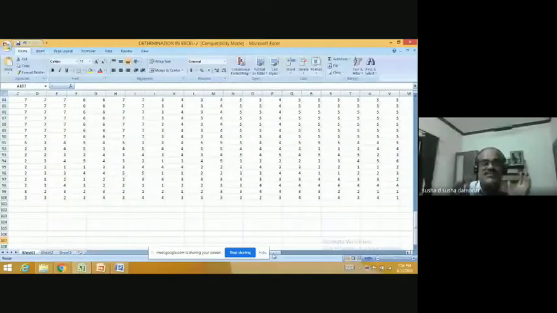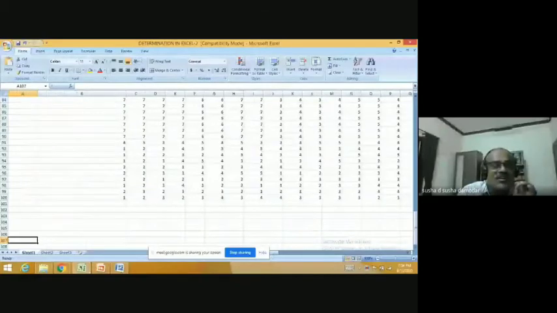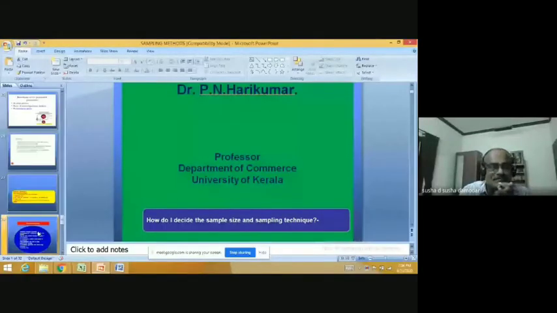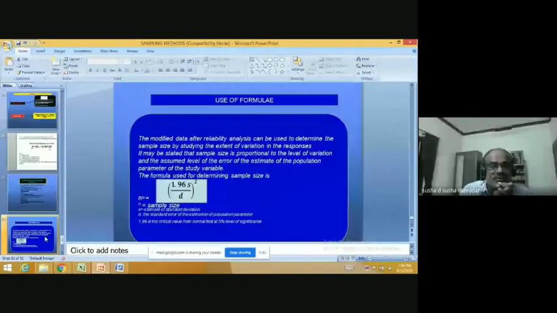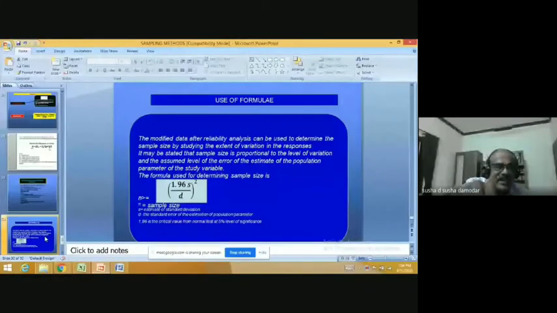See, then how to apply this formula? I had already explained the importance of that formula. This is the formula: N is equal to (1.96 standard deviation) square divided by D. And this formula can be applied against the data collected through the pilot study. In the pilot study, we may have some idea about the population from where our actual samples will be drawn for our final study. So against the data, we can apply this formula.